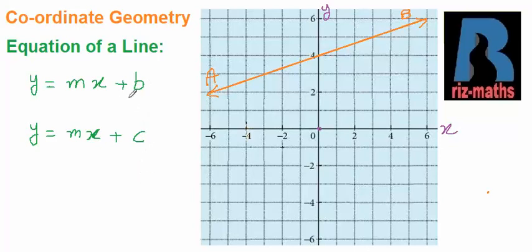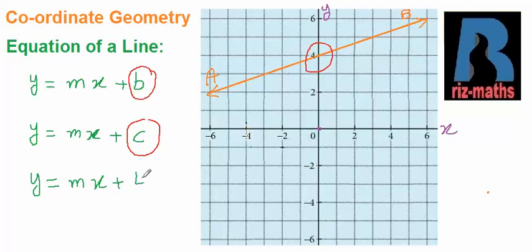Here b or c is where the line intersects the y-axis. This point is 4, so the value of b or c is 4. That means we did half of the working: the equation of the line will be y = mx + 4, because this value is 4. Now we just need to find this m, which we did in our previous video. This is the slope or the gradient.